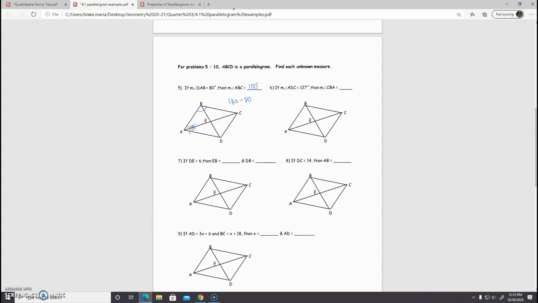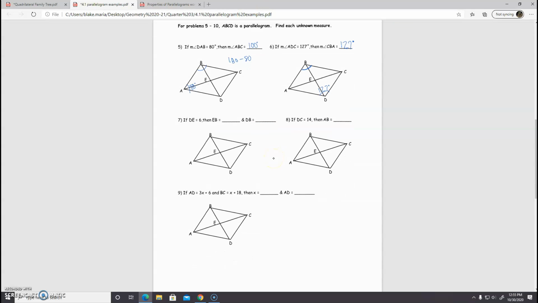ADC is this angle right here, 127 degrees. And they want to know CBA. All right, not much work to show here. Opposite angles are equal. 127 degrees. Opposite angles are equal. So not much work to show on that.